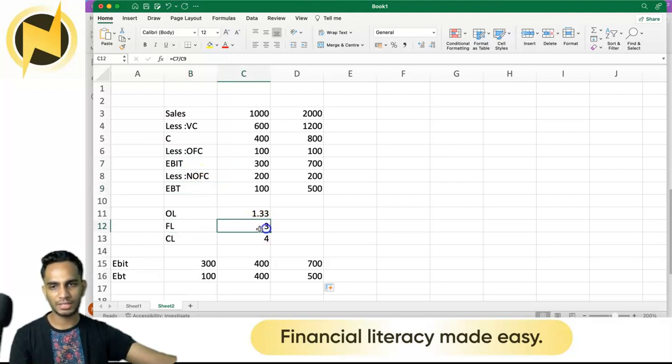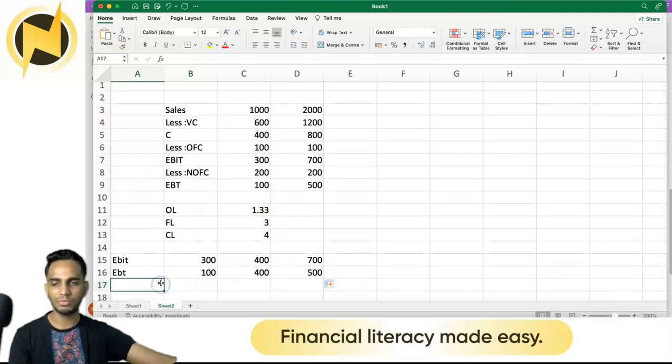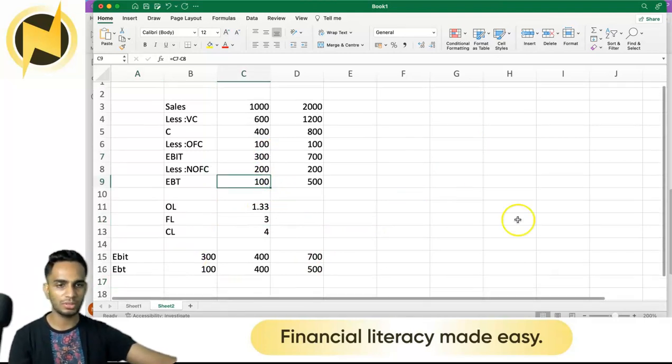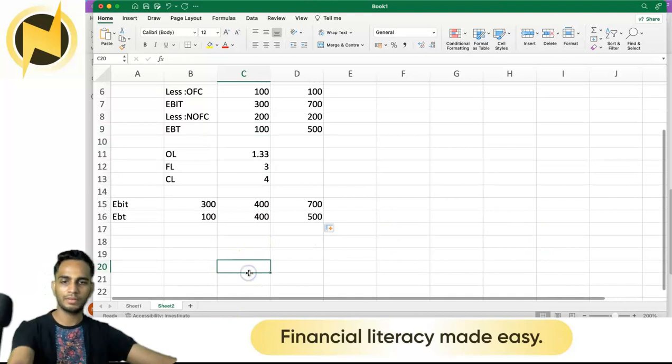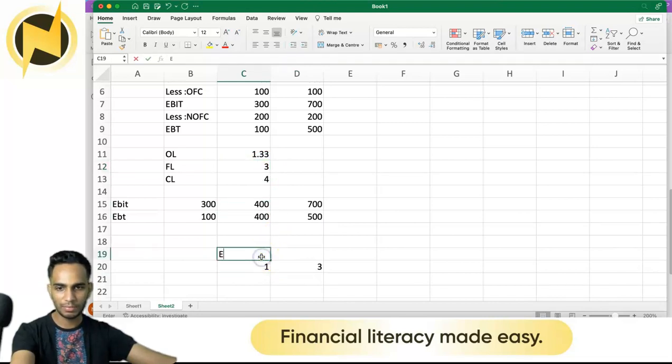Now, if I'm taking financial leverage, let's check on the basis of financial leverage. It says when EBIT moves one time, my EBT should move 3 times. Correct? Let me just scroll down a bit. If EBIT moves one time, my EBT should move 3 times. That's what this says, right? So EBIT, EBT.